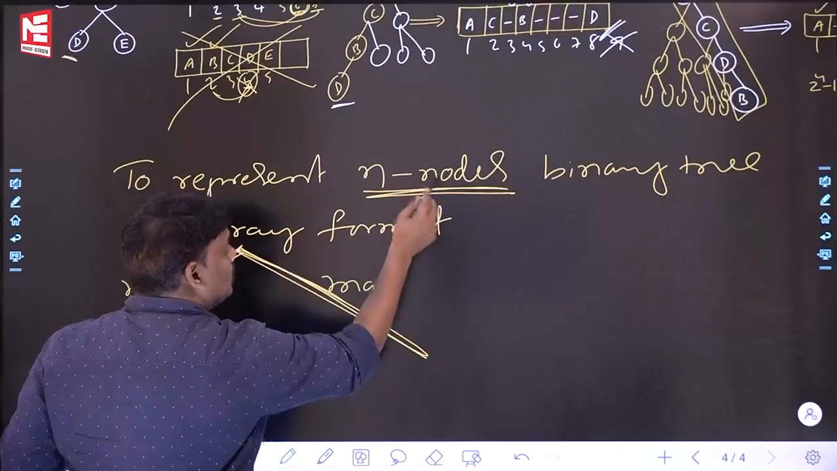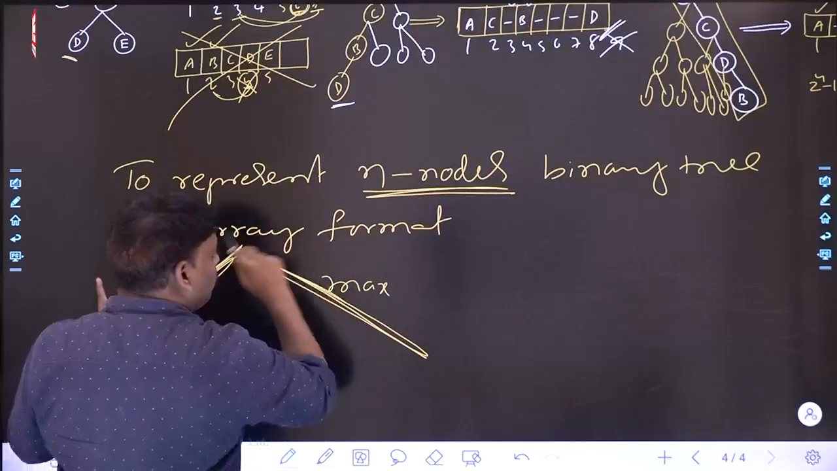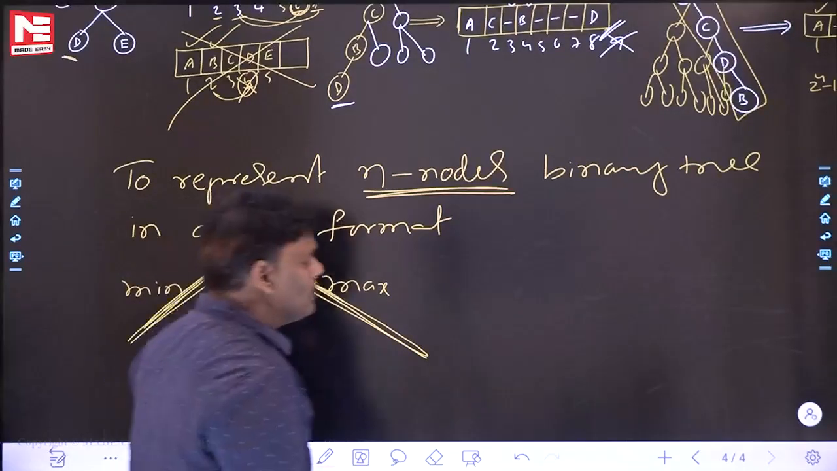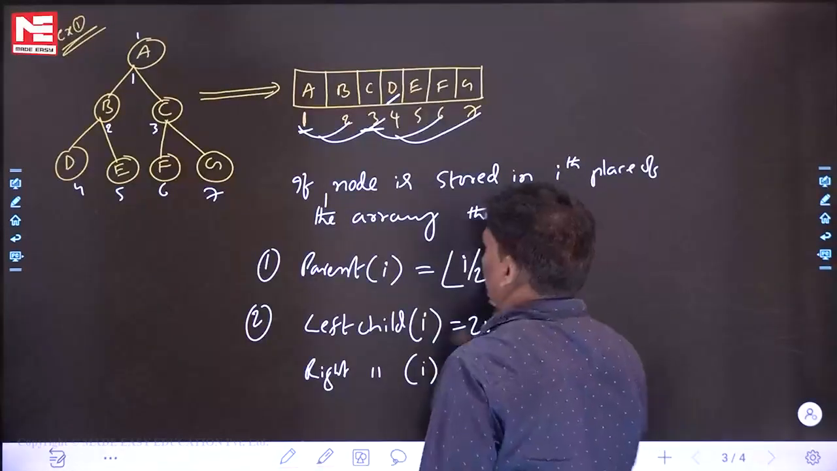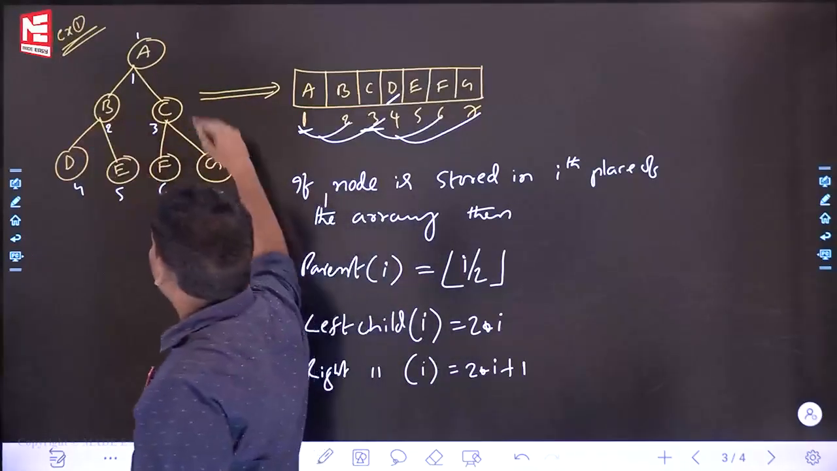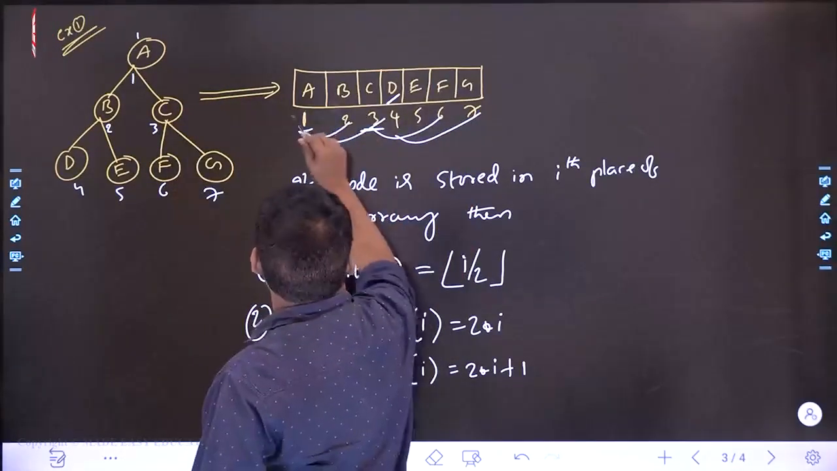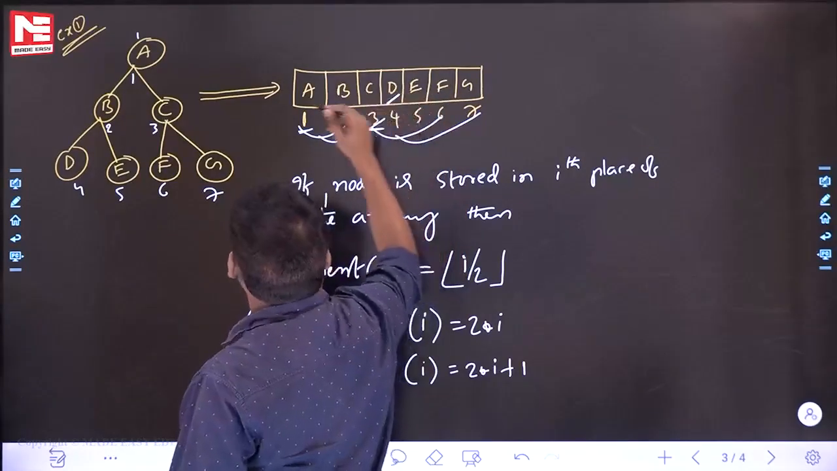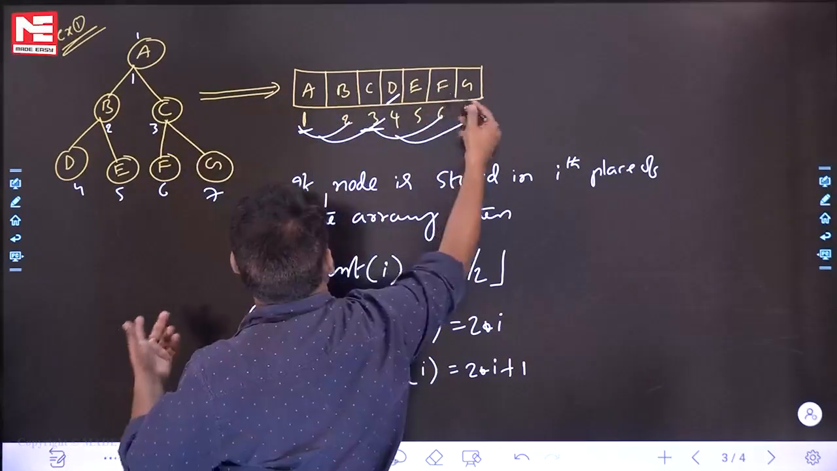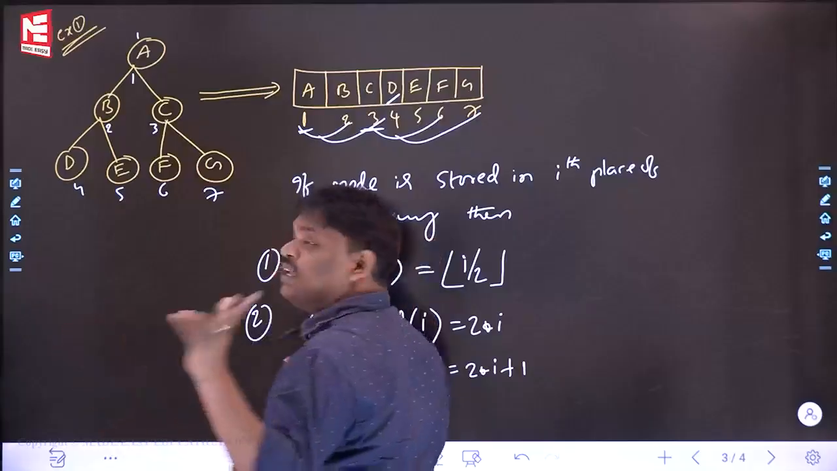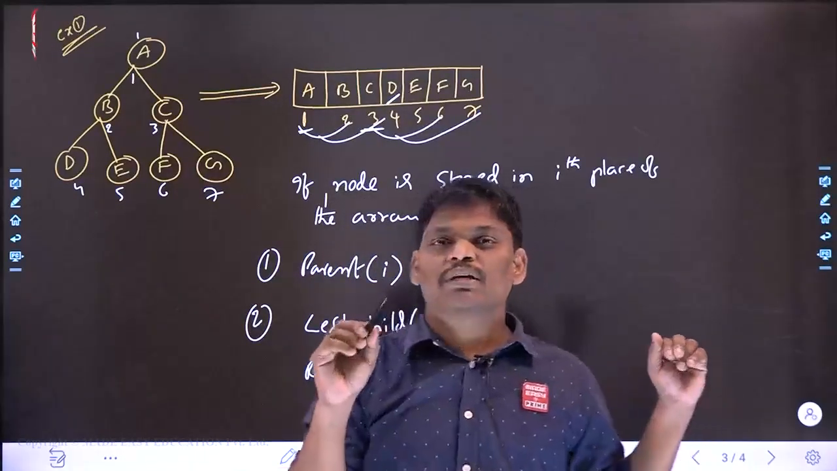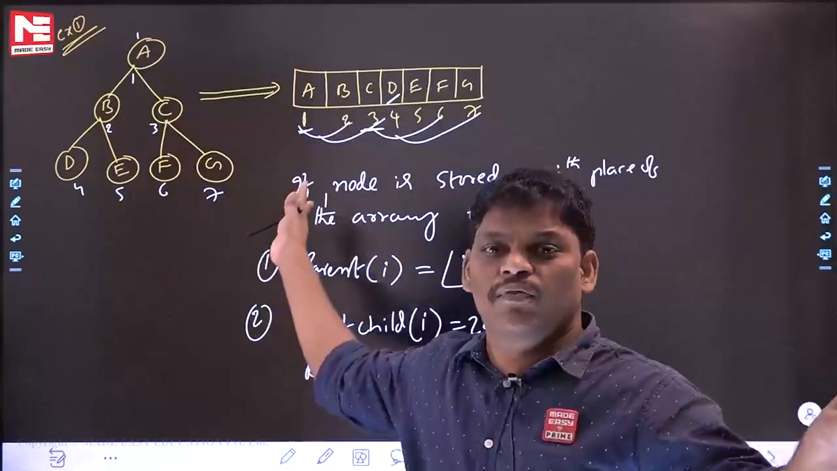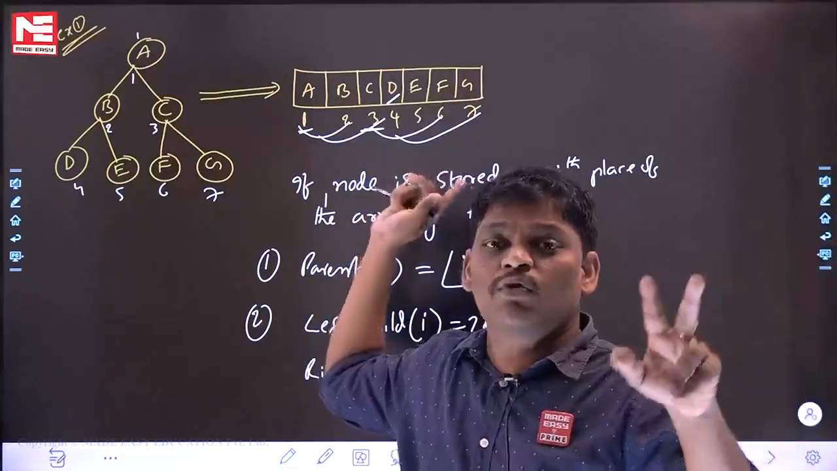An n-node binary tree represented in the form of an array: what is the minimum size array required, and what is the maximum size array required? So what is the answer? See the first problem: 7 nodes are there, minimum 7 required. If you are lucky, 7 nodes, 7 slots are enough. Minimum is this only, 7 nodes, 7 slots.